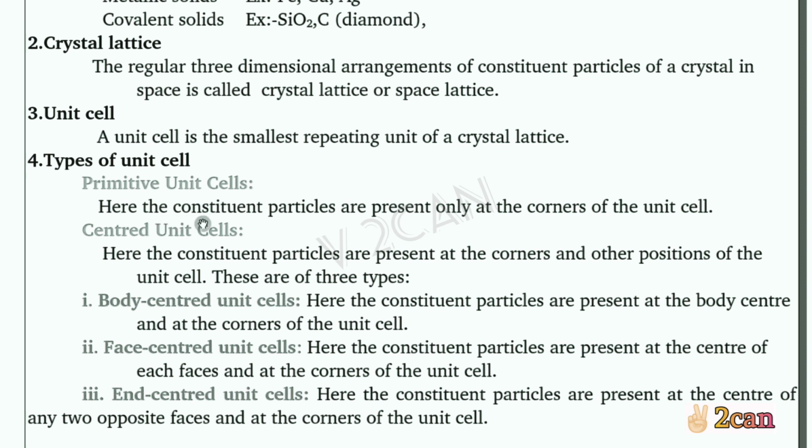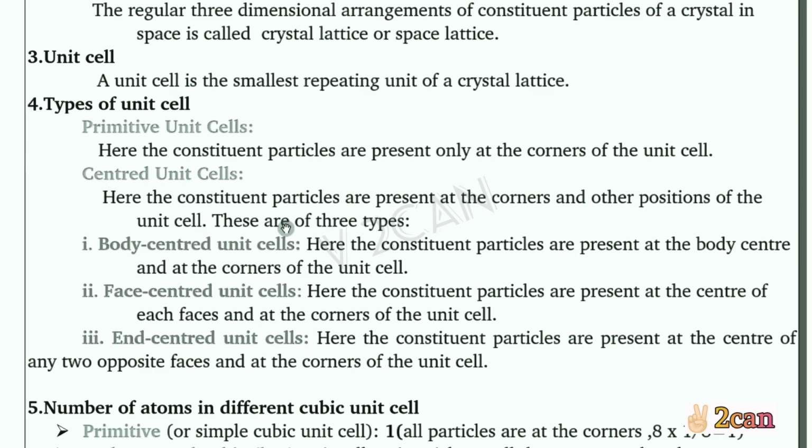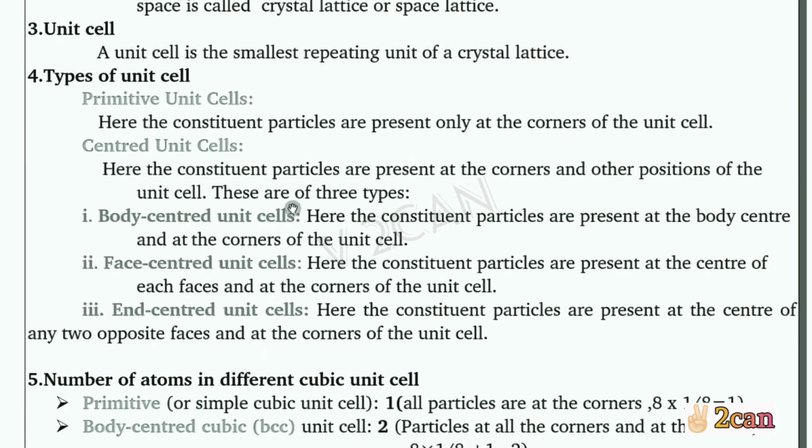Here the constituent particles are present only at the corners of the unit cell. Centered unit cells. Here the constituent particles are present at the corners and other positions of the unit cell. These are mainly of three types. Body-centered unit cells. Here constituent particles are present at the body center and at the corners.